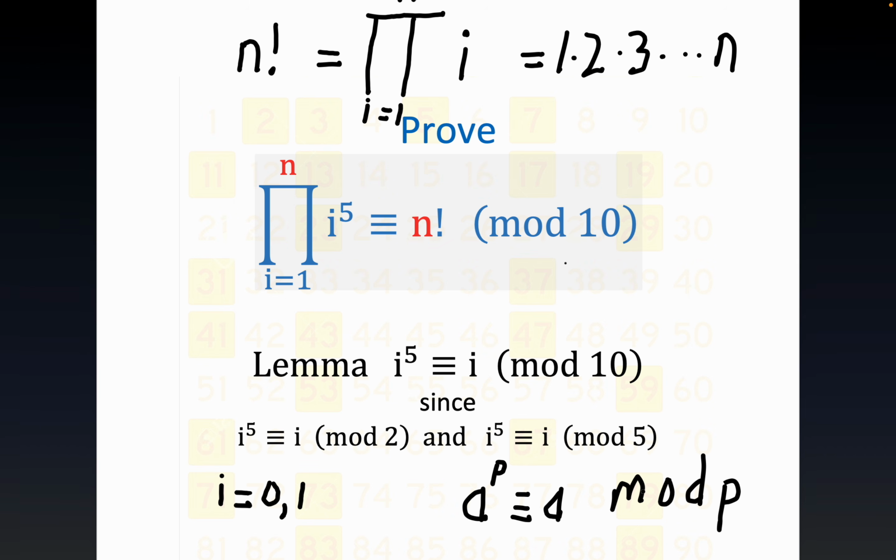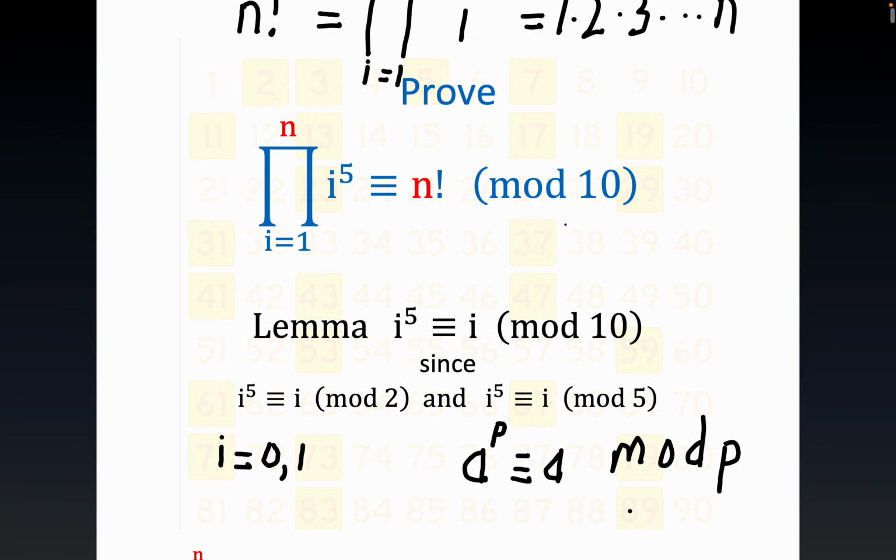Now again, if you don't trust it, this is called Fermat's little theorem. This is called FLT right here. If you don't trust it, all you have to do is check for 0, 1, 2, 3, and 4. That's what they call a complete residue system, I think. Okay, now, so what have we done? Well, we've shown that i to the 5th is congruent to i mod 5. We've established this lemma since we've done it for 2 and 5, and 2 and 5 are the only divisors of 10.